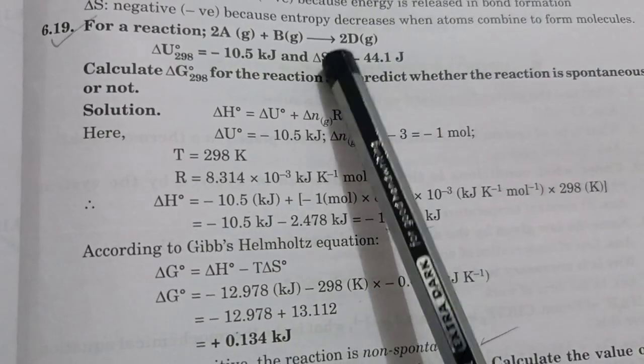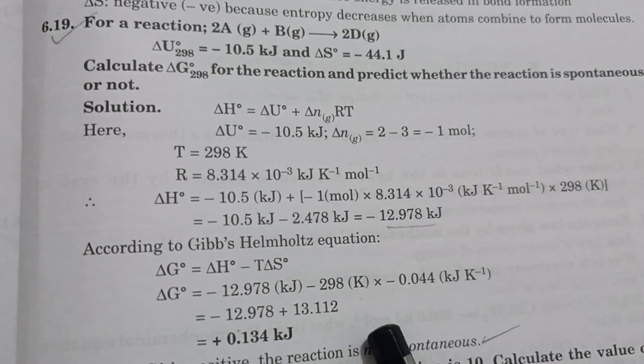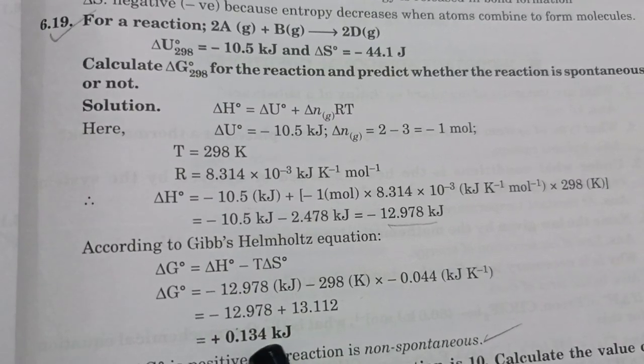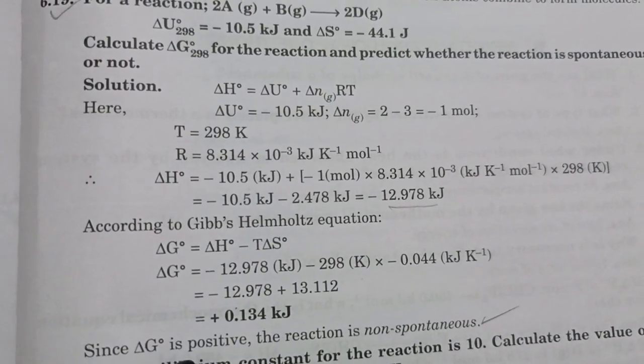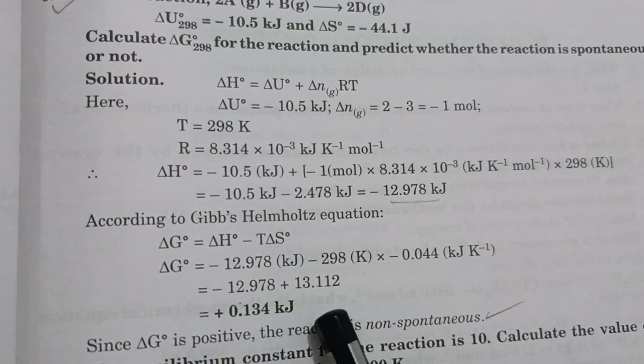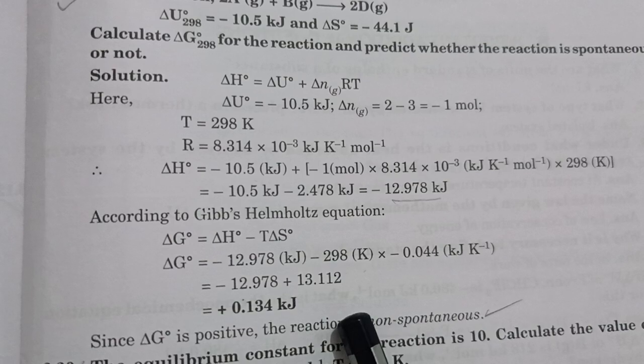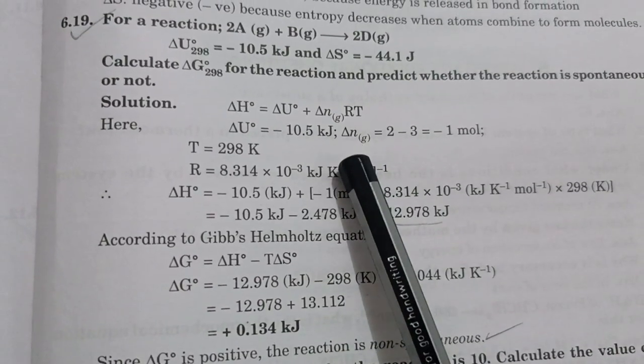Delta S for the reaction is given. Putting these values and calculating, we get a positive value. So the reaction is non-spontaneous because the standard free energy is positive. I hope this is clear to you.